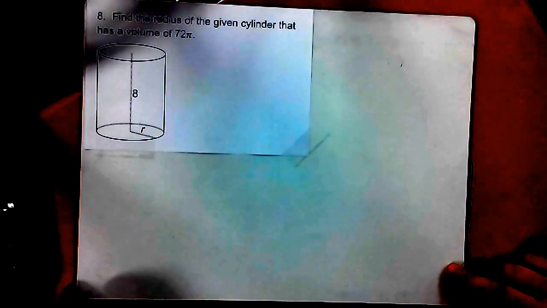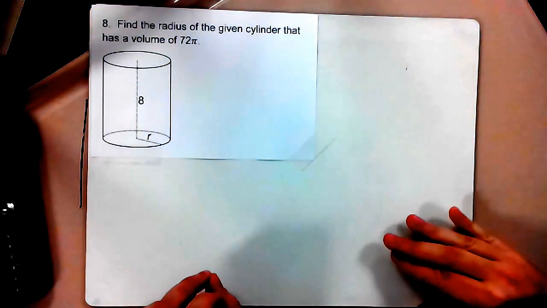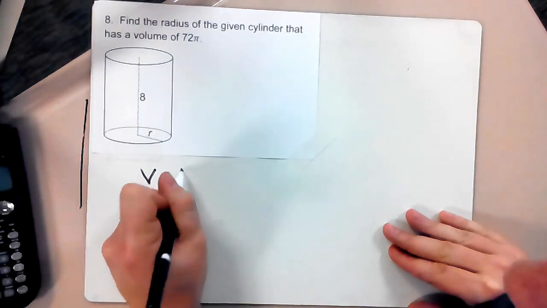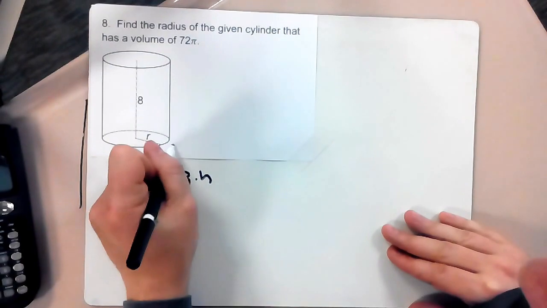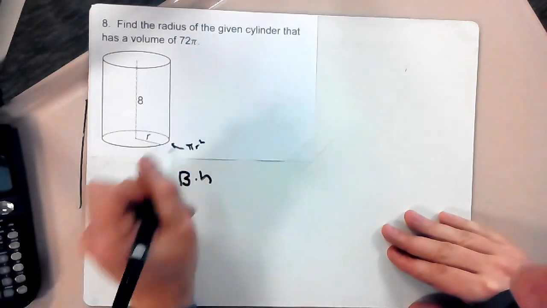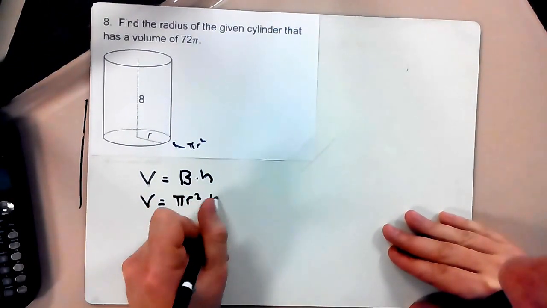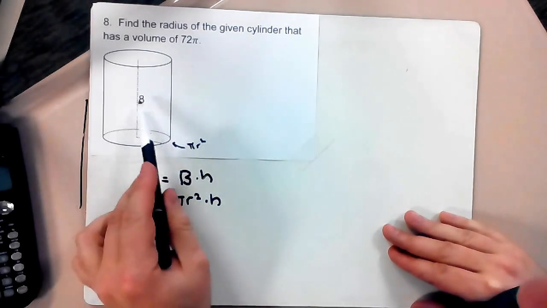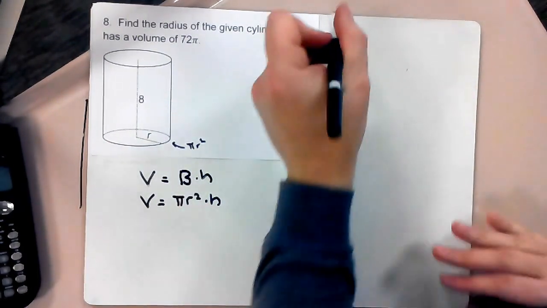Ooh, one more to go after this. Like I said, guys, this is a long video because we're doing a lot of different examples. Find the radius of the given cylinder that has a volume of 72 pi. All right, so the volume of the cylinder is big B times h. Big B is the area of the base, so this is pi r squared. V equals pi r squared times h. I want to find the radius. They gave me 72 pi as the volume, and they gave me the height.